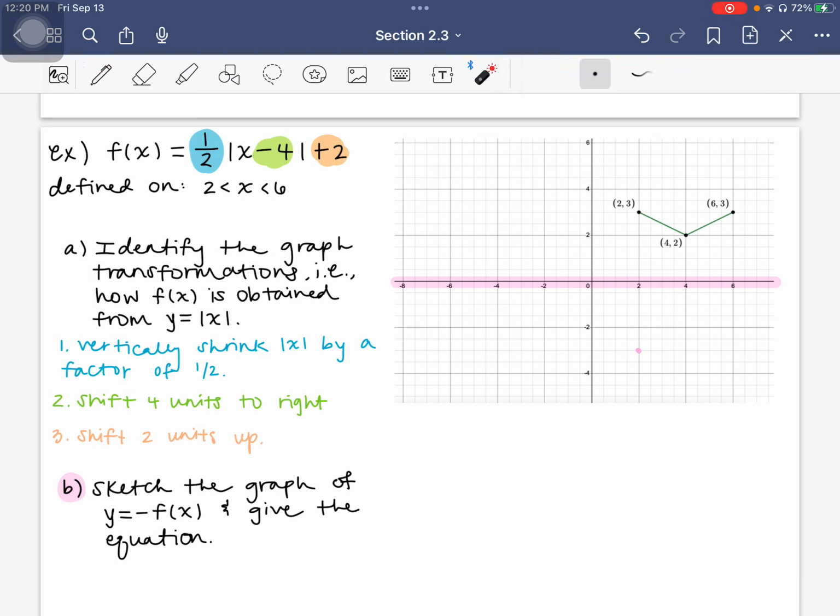Then we're going to reflect this point across our x-axis. Remember, our input value is still going to be 4, but our output value is just going to be the negative of what our original one was, so minus 2. And then doing the same thing for this point here, 6, 3, we'll get 6, minus 3. All right, and so let's just label these. And so this is our graph reflected across the x-axis.